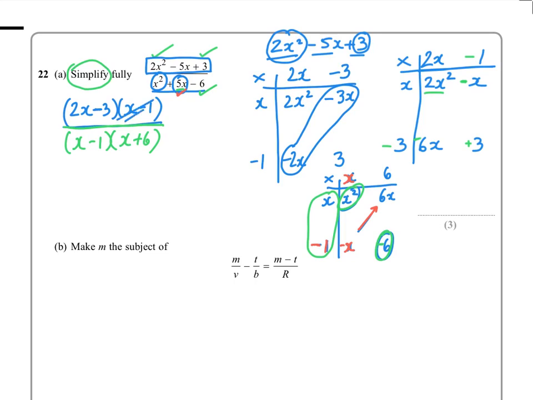x minus 1 divided by x minus 1 is 1, so you're left with 2x minus 3 here, and then x plus 6. So that would be the answer for the first one.